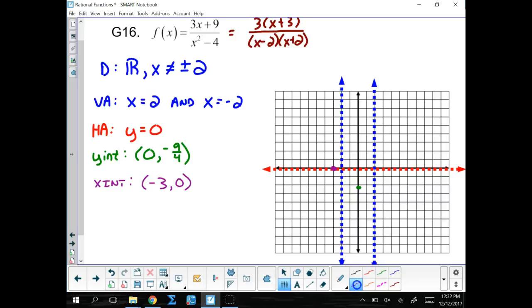Step 5. Holes? None. Step 6. None. No slant asymptote. Oh, no slant.